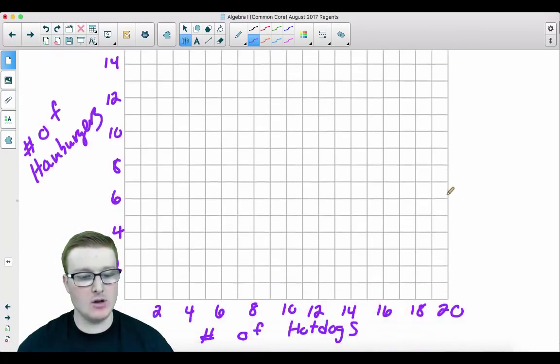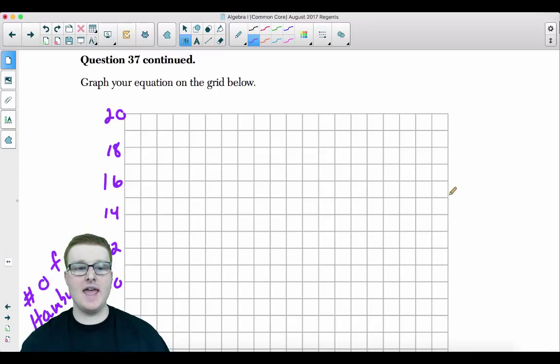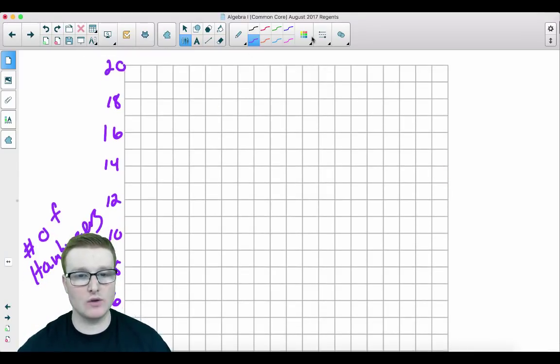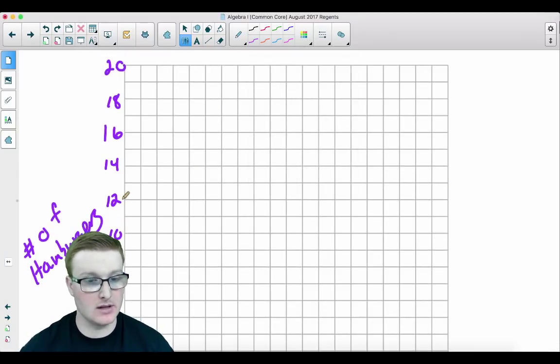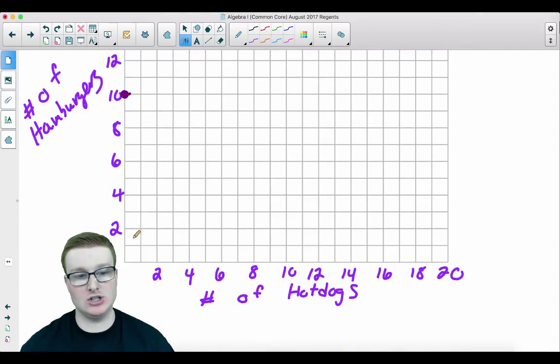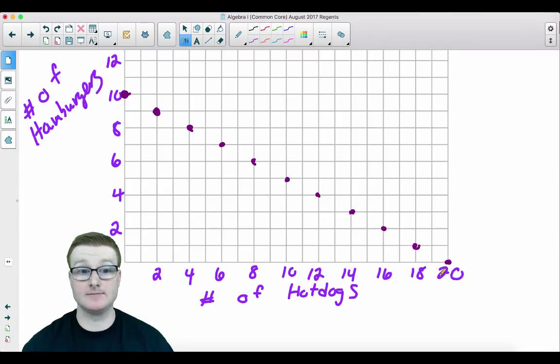Okay, so I am going to graph negative 1/2 x plus 10. So it starts over here. Let me get a different purple. So it starts over here, and you're going down 1 to the right 2. But you got to be careful here, folks. Got to be careful. For every 1 hamburger, it goes over 2 hot dogs. So that's why I counted by ones here as well. So down 1 to the right 2, down 1 to the right 2, down 1 to the right 2. Keep on going. So you get down to the very end, down here.